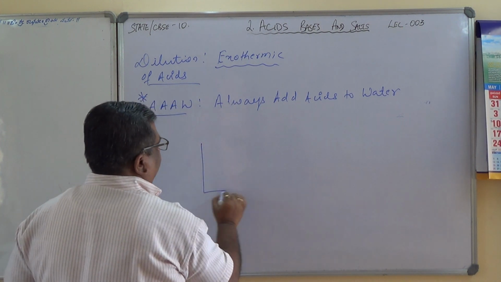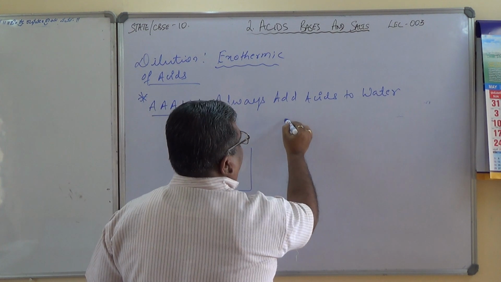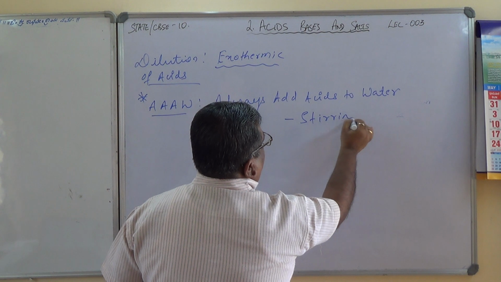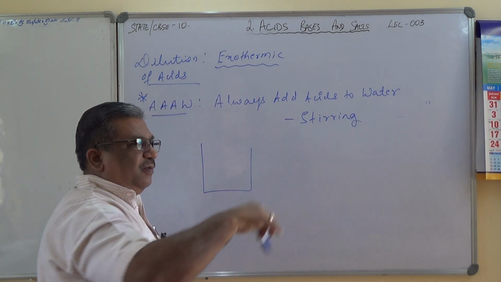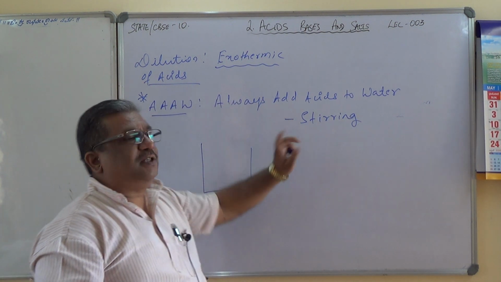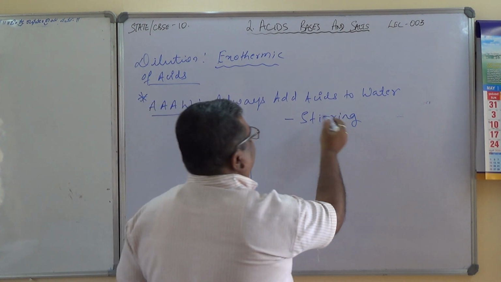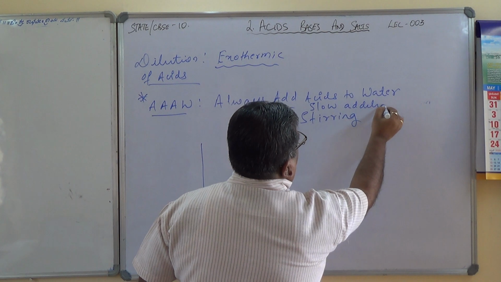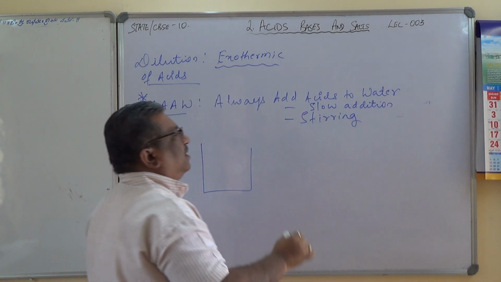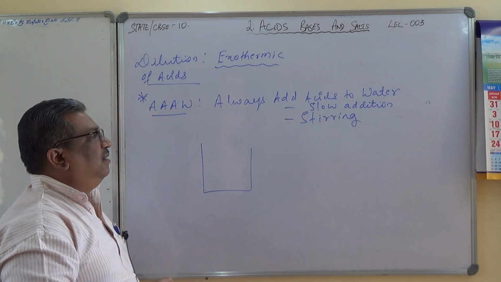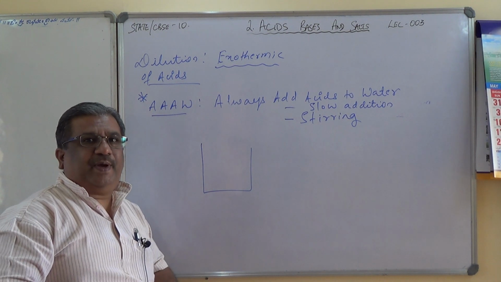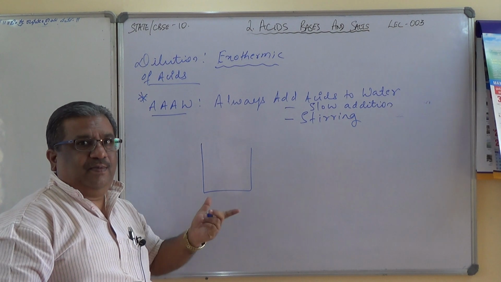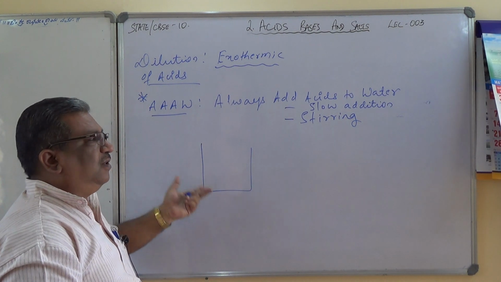And that is also with continuous stirring. There must be continuous stirring. That is also important, and it should be added very slowly. Slow addition of acids with constant stirring enables us to prepare the diluted solutions of acids. Are you able to understand? Similarly for the bases also.